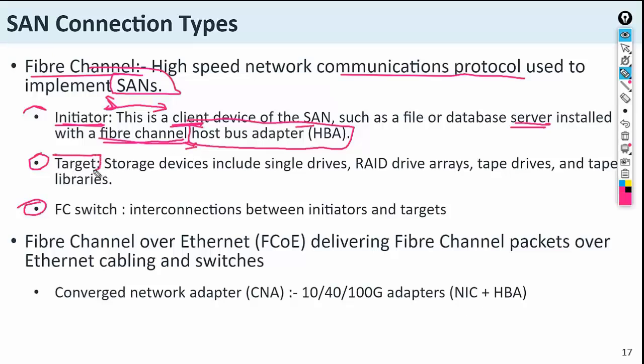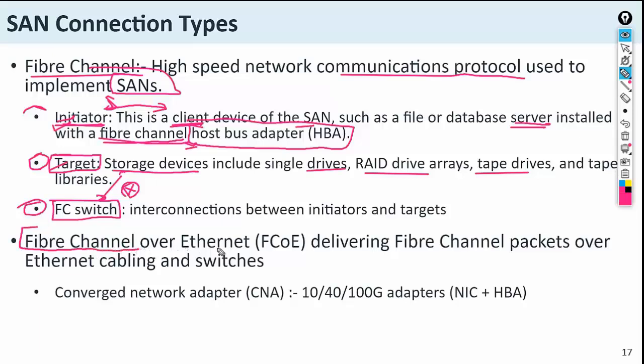Another is the target machine where the data is stored, like storage devices: single drive, RAID drive, tape libraries. It just depends. And in between there is an FC switch required, which is going to make the communication between the initiator and the target. This interconnection is very expensive.